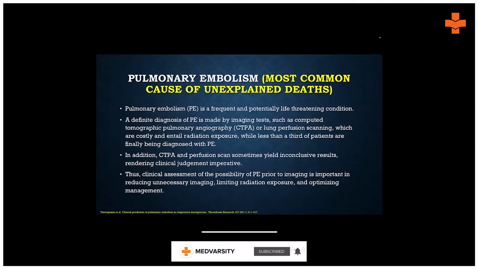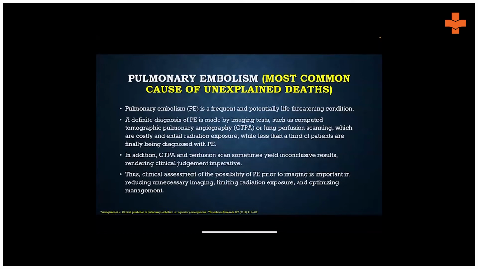So the first thing that you can see in the emergency room is actually the ECG changes which happen. It has very classical ECG changes, which we call S1Q3T3, in which, in lead 1, they will have a wide S wave. In lead 3, they will have the presence of a Q wave along with an inverted T wave, which basically signifies right heart strain, but it may sometimes point towards the possibility of pulmonary embolism.